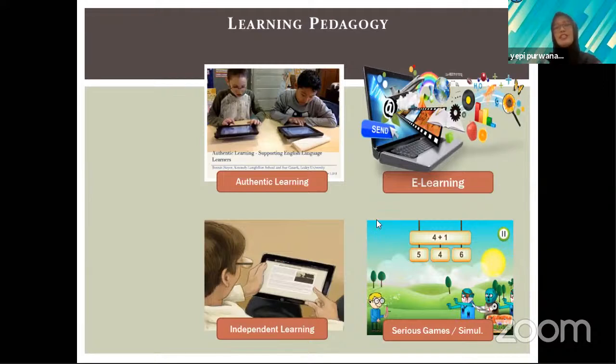And then the second is e-learning. For e-learning, you know that there are many things that we can use in e-learning. For example, you can use the media, and then you can use the platform, a kind of learning management system in supporting the e-learning. Next, we have the independent learning, which means that the students try to learn by finding his or her interest.